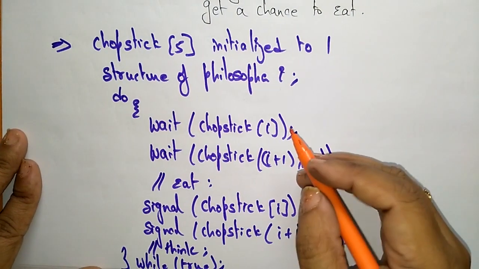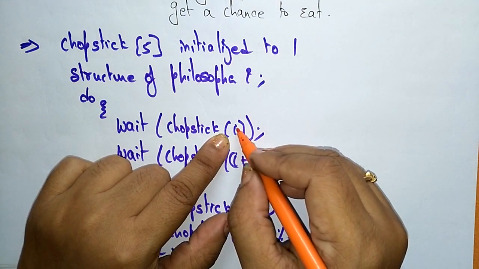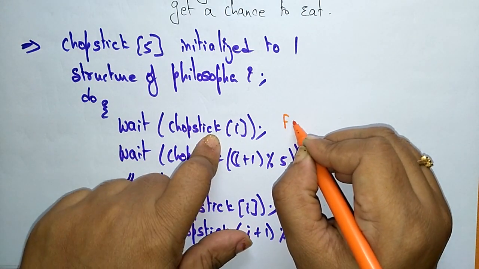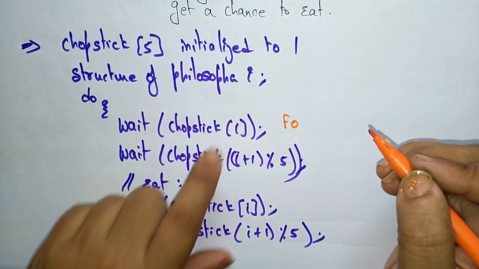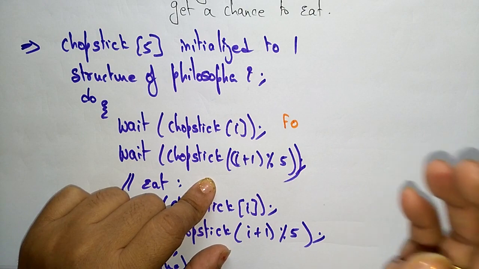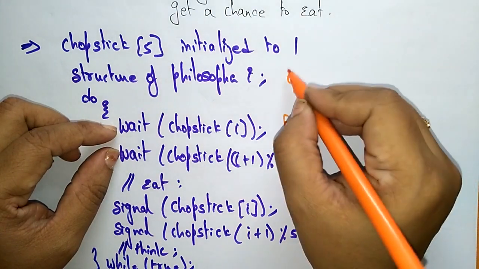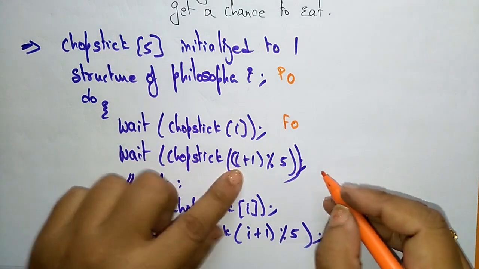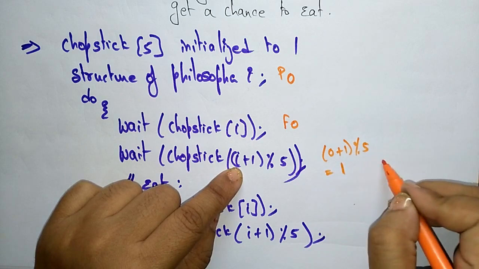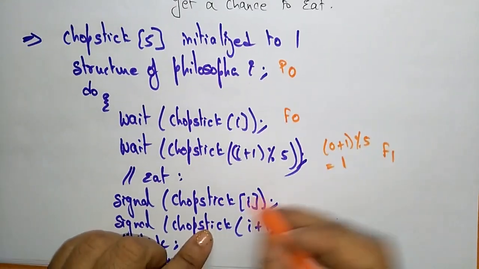So what are we doing here? In wait(chopstick[i]), i is initially 0. The chopstick is a fork, so I am taking F0, where i is 0. The next fork also has to be placed in wait state, so that the other philosophers will not take it. For philosopher P0, wait F0, and i plus 1, that is 0 plus 1 mod 5, gives 1. So next I have to take the F1 fork. Philosopher 0 takes the F0 and F1 forks, and he eats.